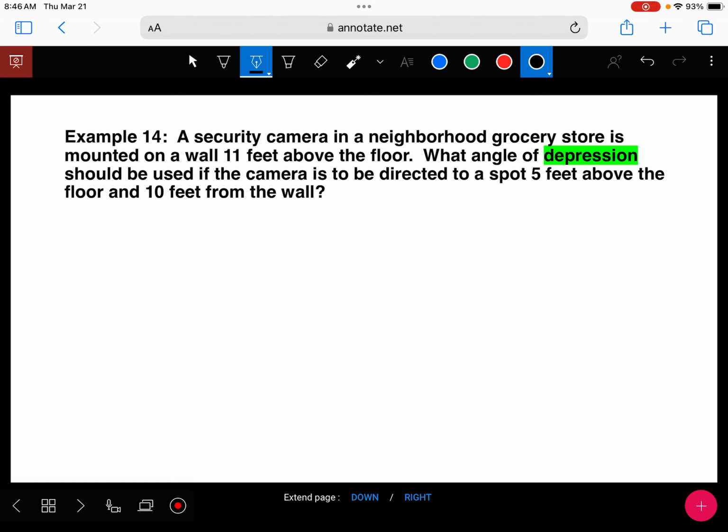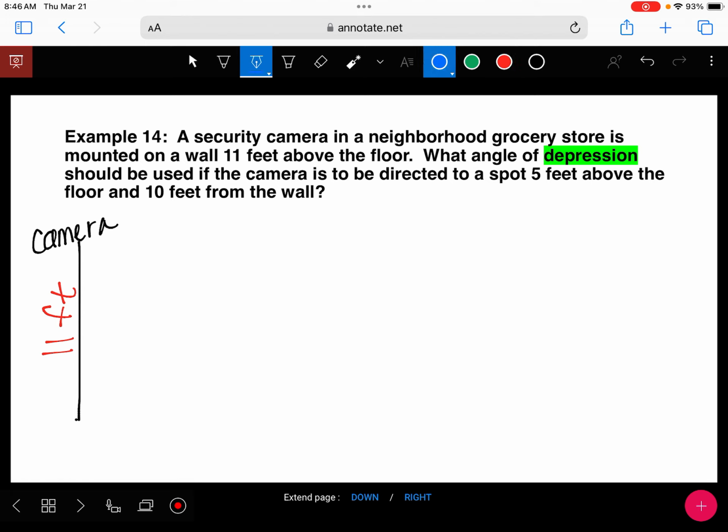Okay, so we got a camera. So I'm going to just write camera because I'm not going to try to draw a camera. So a camera is mounted on the wall 11 feet above the ground. So from here to the ground is 11 feet. So I'm gonna put 11 right here. And then the camera, what is the angle of depression that should be used if the camera is directed to a spot that's 5 feet above the floor and 10 feet from the wall? So it's 5 feet above the floor.